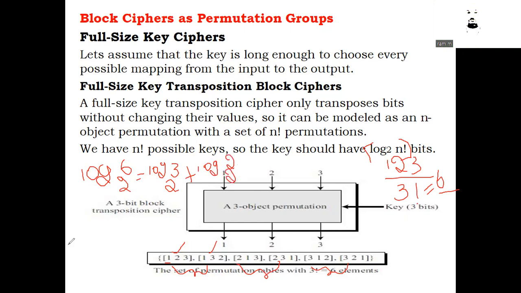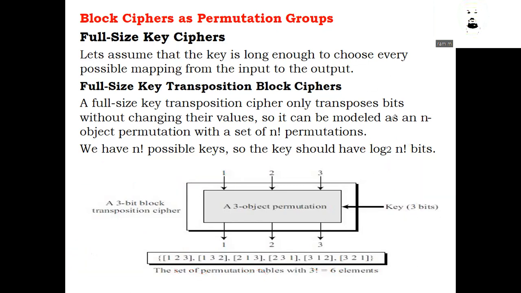Now, what are the values of these things? Log 3 base 2 can be considered 1.2 or something, plus log 2 base 2 is 1. So we're getting 2.2. As I told you, we will take the upper bound. If I make this 2.2 an upper bound, the value will be 3. So the size of my key is 3 bits. This is how we take it in the transposition block cipher. This is how we derive the size of the key.